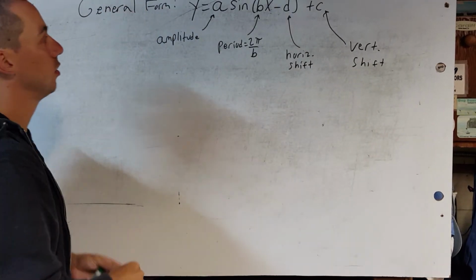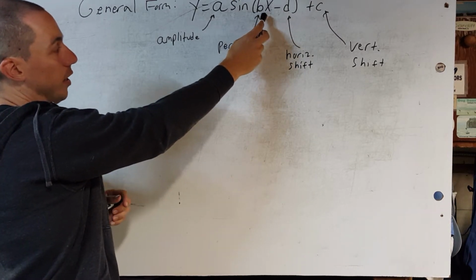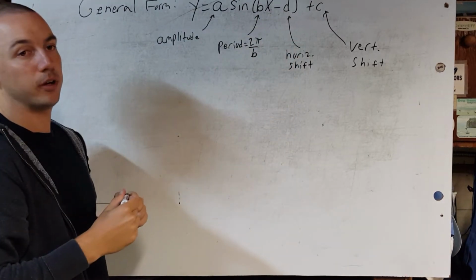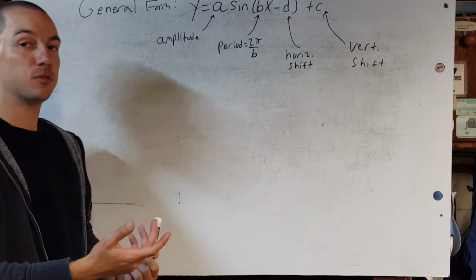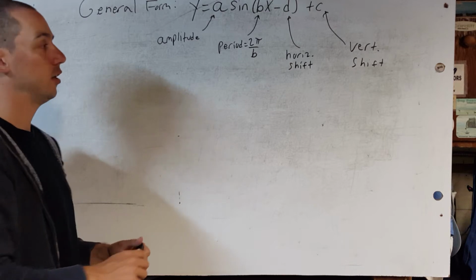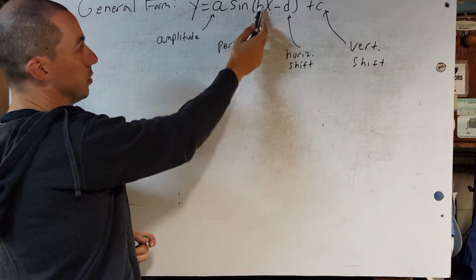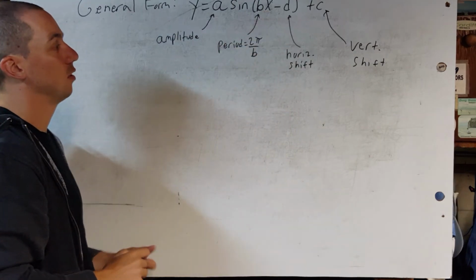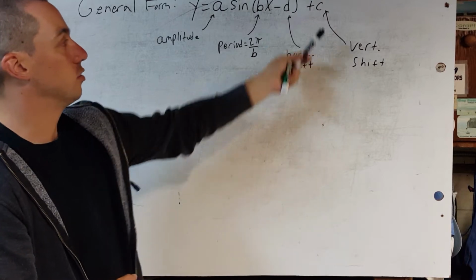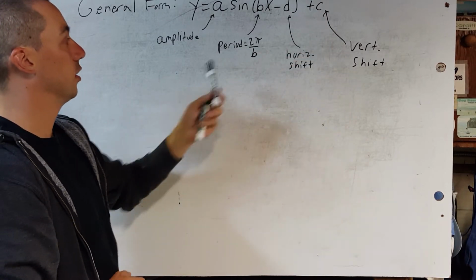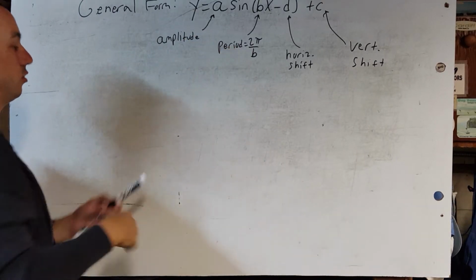Okay. B, the coefficient of x, the number you multiply x by, or the angle by, that will change the period. Period for sine is normally 2 pi, but if you change the period, we can figure out how long it will take to complete one cycle if you take 2 pi divided by b, or whatever that coefficient is. D is the horizontal shift, switching it left and right, and C is the vertical shift, shifting it up and down. Okay, today's lesson we're going to focus on just amplitude and period changes.